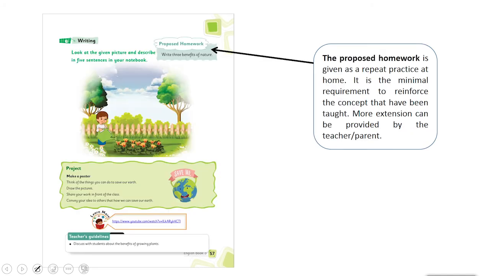The proposed homework section is given as a repeat practice at home. It is the minimal requirement to reinforce the concepts that have been taught. More extension can be provided by the teacher and parent. Teacher and parent can give more extra work. They can design an extra worksheet or give more written work.